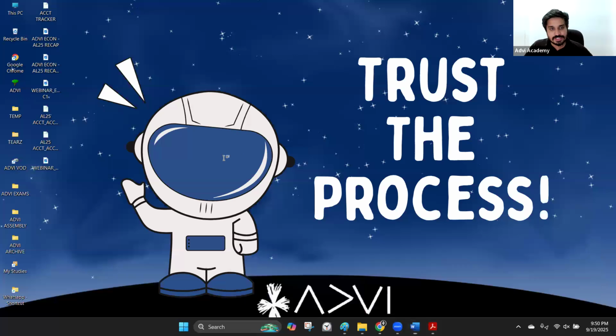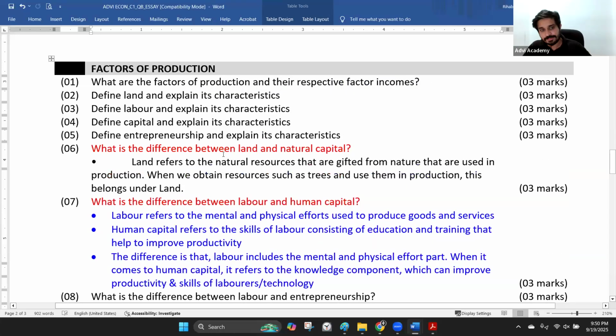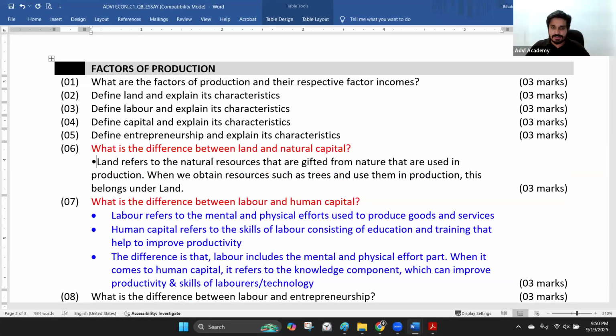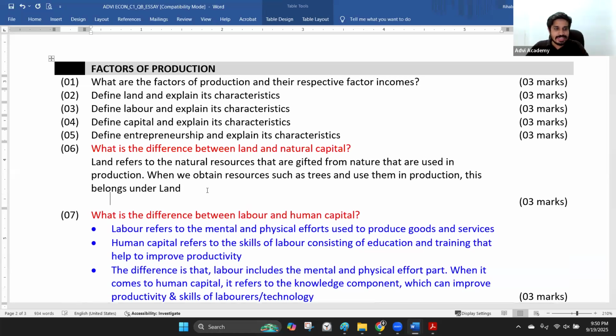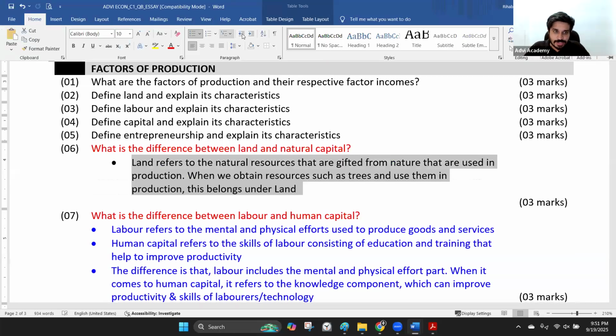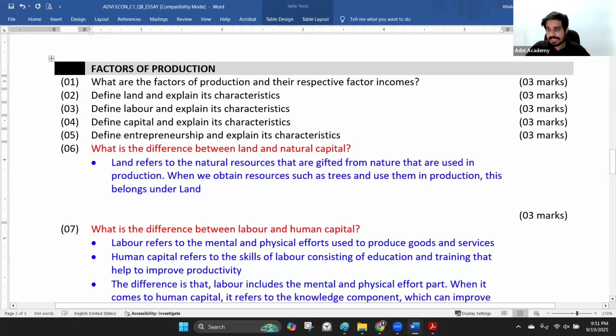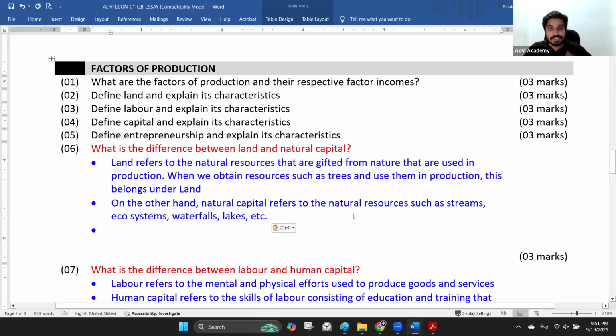Yes. What is the answer if we ask you a question like that? Again, start off with the definition for land, saying land refers to natural resources that are gifted from nature. When we obtain resources such as trees and use them in production, that comes under land. You start off with the definition for land. Then you tell the definition for natural capital. On the other hand, natural capital refers to natural resources such as streams, ecosystems, whatever. Two definitions. After you're done with that, tell the difference.